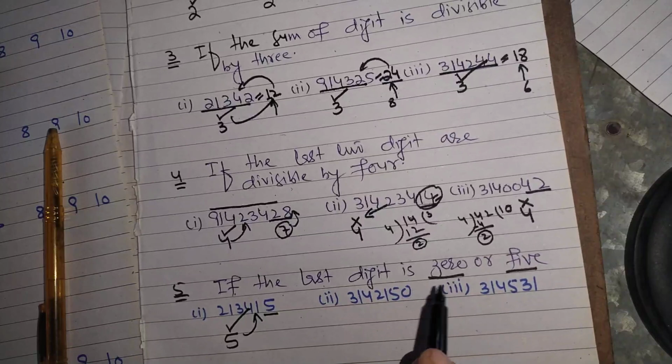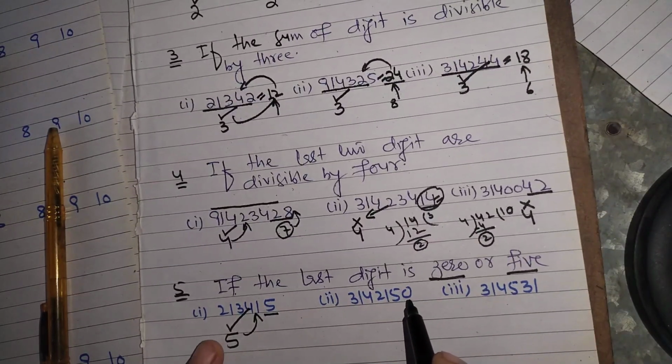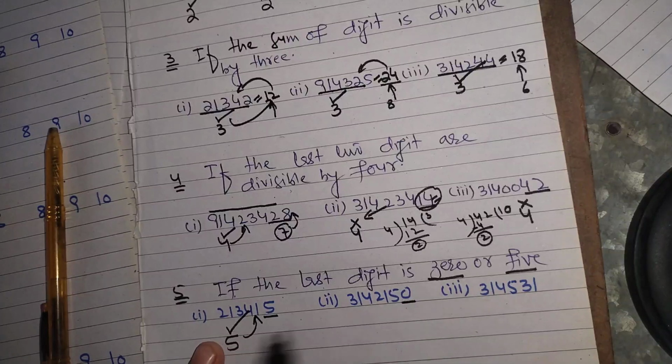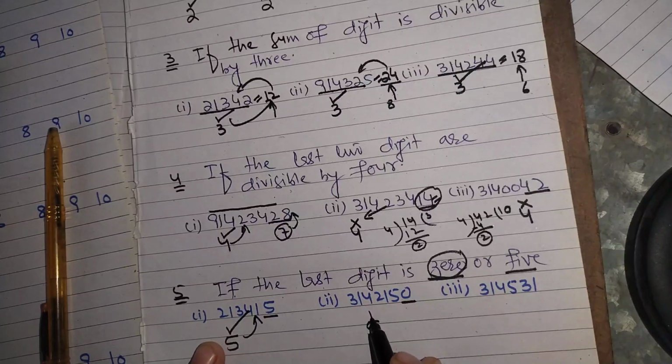And again we check this number. Here 0 is present in the last place. According to the rule, when 0 is in the last place, we say that this is divisible by 5.